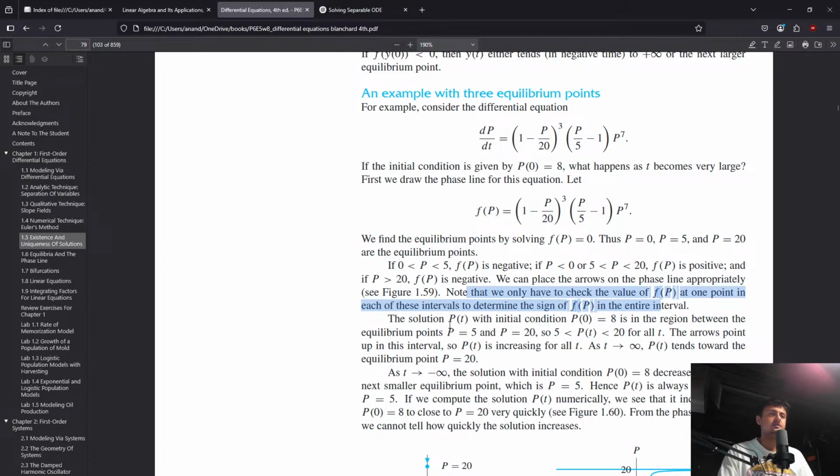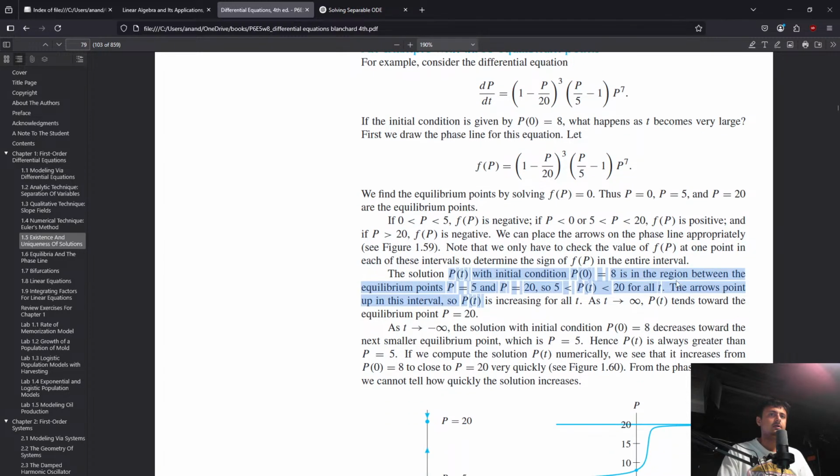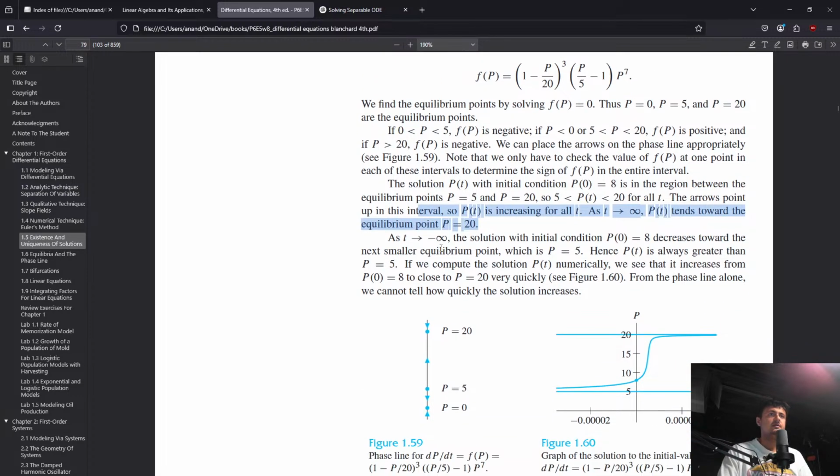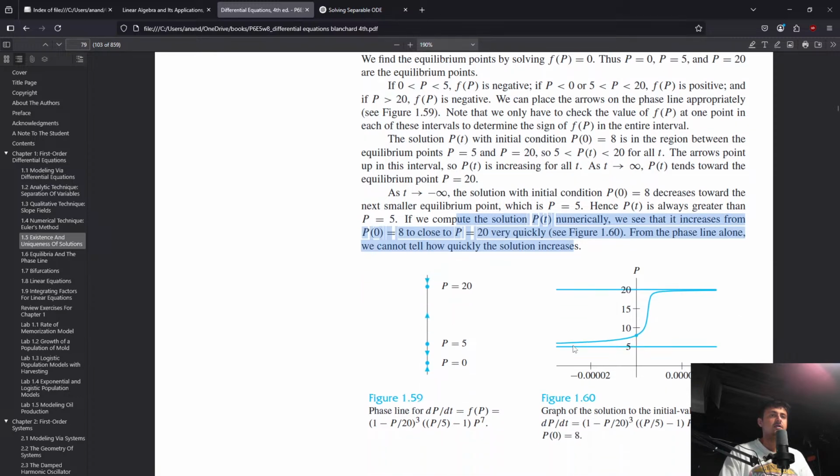The solution p of t with an initial condition in this region: the arrows point up in this interval, so p of t is increasing for all t and tends towards the equilibrium point p equals 20. As t goes to minus infinity, it goes to the one below it. Hence, p of t is always greater than p equals 5. If we compute the solution p of t numerically, we can see that it increases from p of 0 equal to 8 to p equal to 20 very quickly. But we can't tell from the phase line how long it takes.